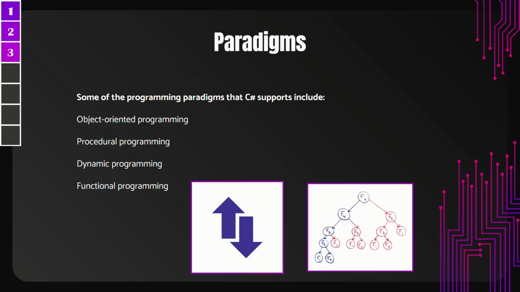As for paradigms, yes, C Sharp does support paradigms, including object-oriented programming, which uses a bottom-up approach, procedural programming, which is very similar and uses a top-down approach, and dynamic and functional programming. All of these basically allow you to either reference other objects in the program or create sub-programs to break down and tackle problems in an easier way.